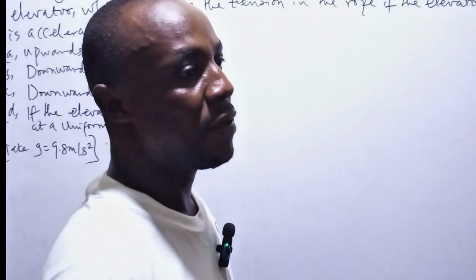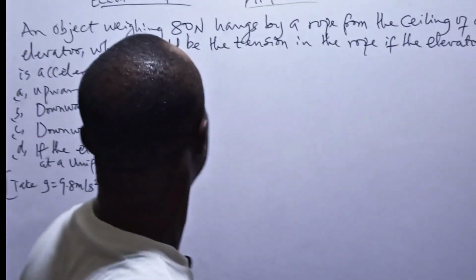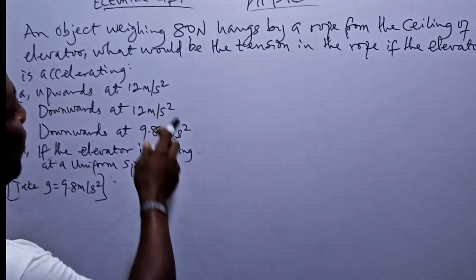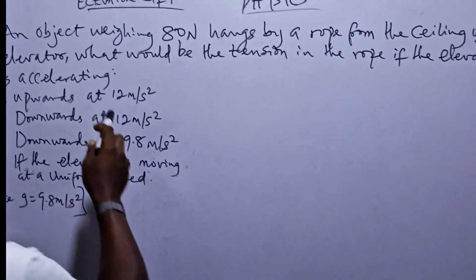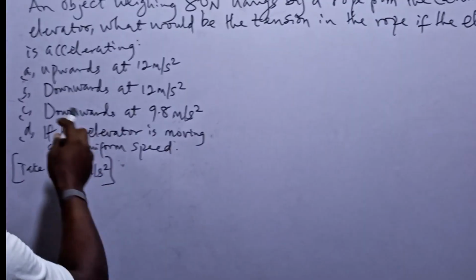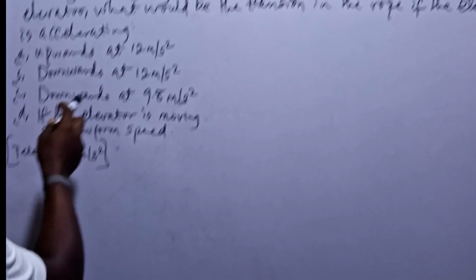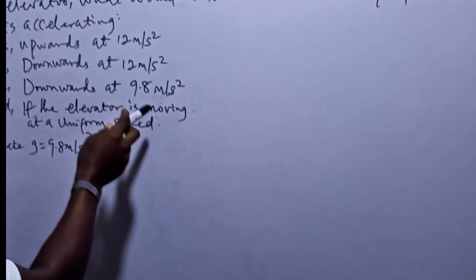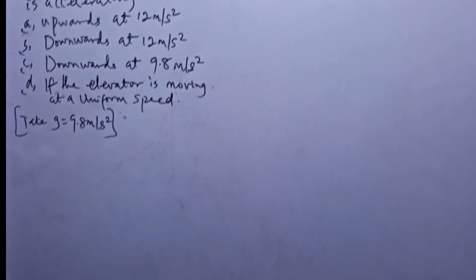Today, we'll be taking a new topic called elevator lift. The question: an object weighing 80 Newton hangs by a rope from the ceiling of an elevator. What would be the tension in the rope if the elevator is accelerating A, upwards at 12 meters per second square, B, downwards at 12 meters per second square, C, downwards at 9.8 meters per second square, D, if the elevator is moving at a uniform speed.